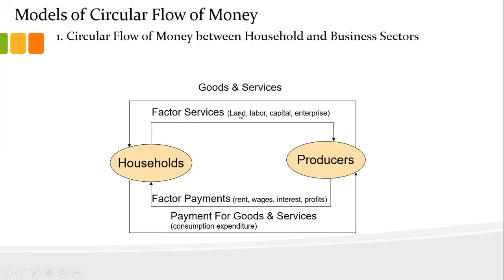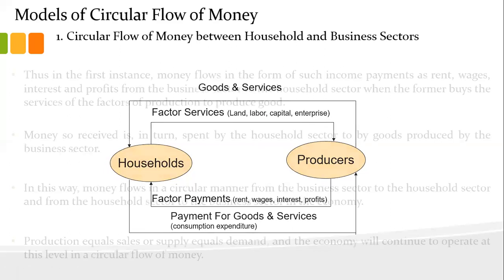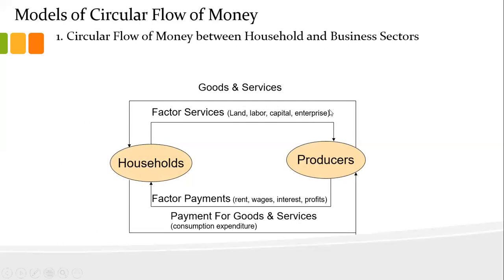For land or building, if you have given, what will you get? You will get rent. If you are working with them, then you will get wages or salaries. If you have invested capital in that producer's firm, you will get interest. And if you yourself have an enterprise, or you have initiated something, you will get profits. So for factor services, you are getting factor payments, and for consumption of goods and services, you are giving consumption expenditure, or you are giving money to producers.